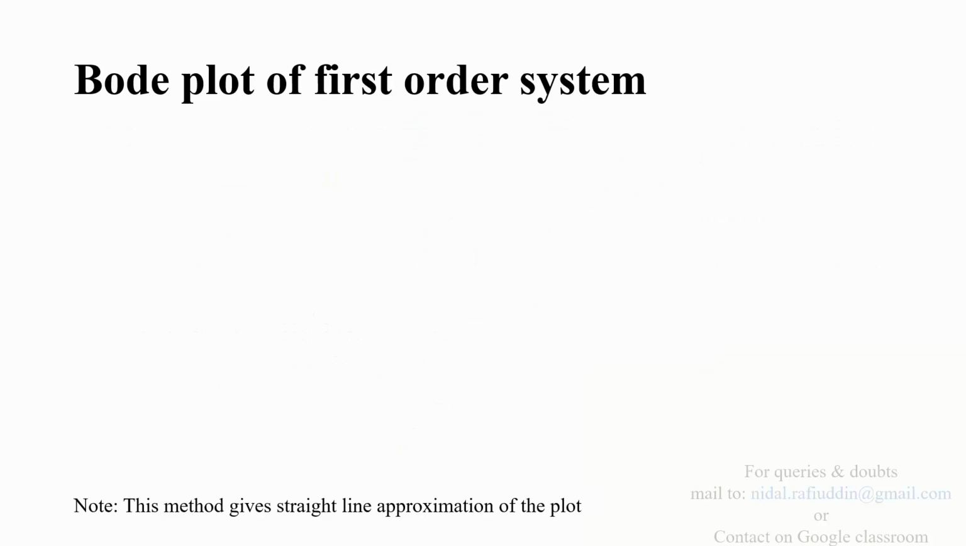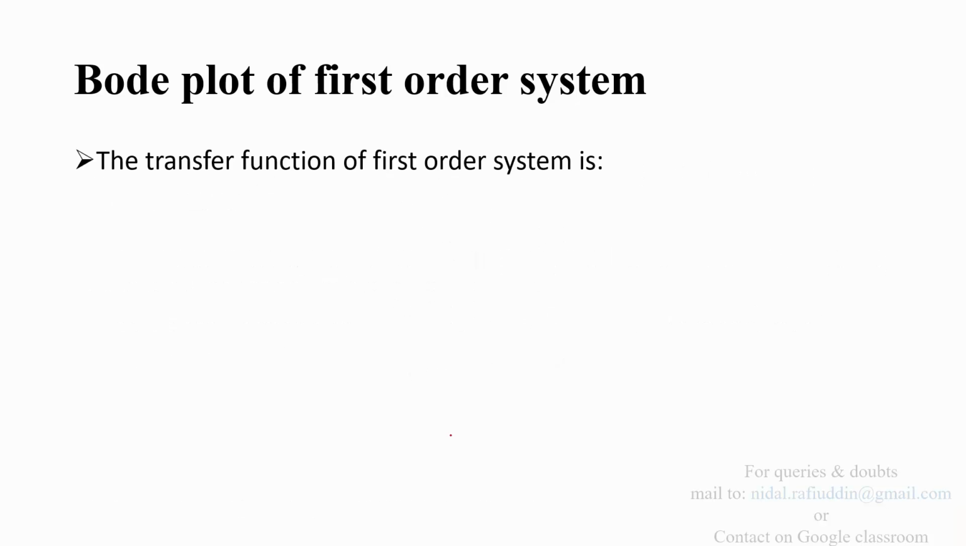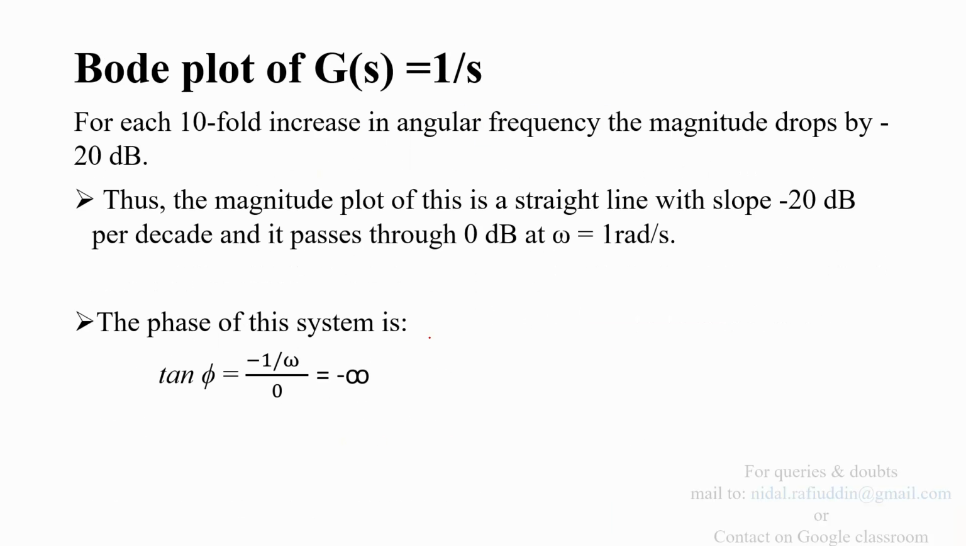So coming back to the same question, the phase of the system is tan inverse of minus 1 upon omega by 0. This expression is minus infinity, and phi will be equal to tan inverse of minus infinity. That will give you minus 90 degrees for all frequencies.